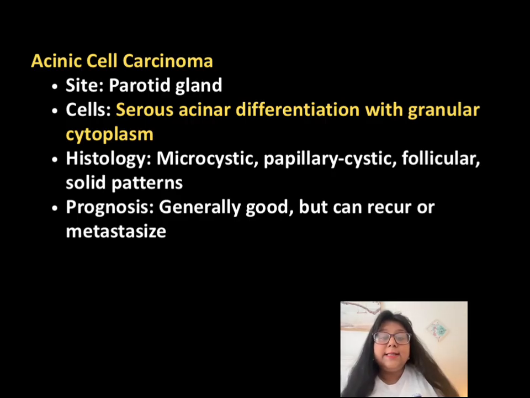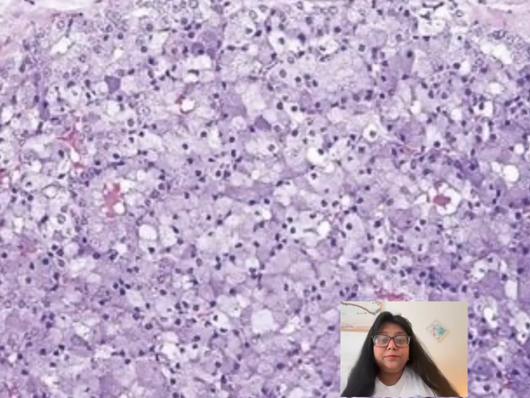Talking about acinic cell carcinoma, it mainly affects the parotid gland. The cells have serous acinar differentiation with granular cytoplasm. Histologically, you will see microcystic, papillary cystic, follicular, and solid patterns, and the prognosis generally is good but can recur or metastasize. This is a micrograph of acinic cell carcinoma. Here you can see the cells have granular cytoplasm and eccentric nuclei with minimal pleomorphism.